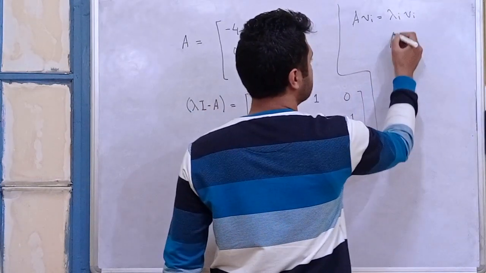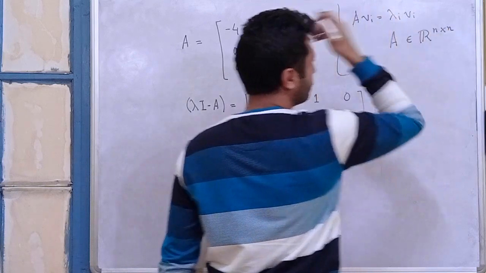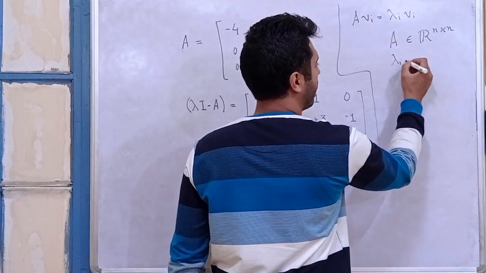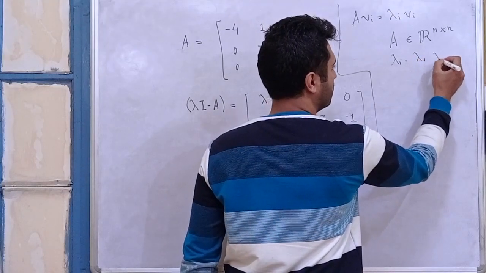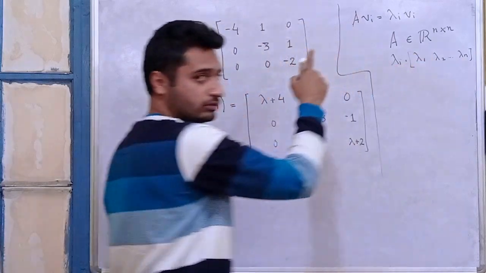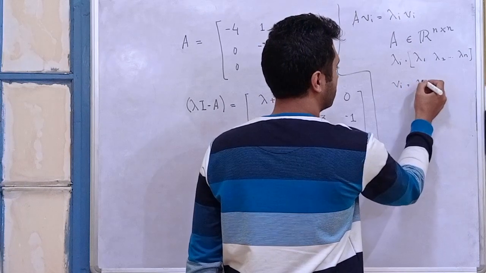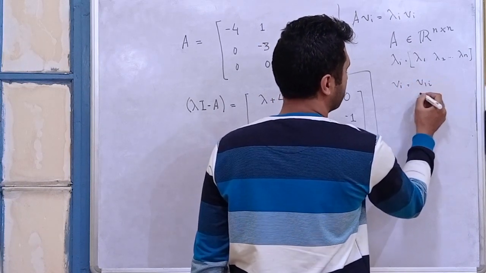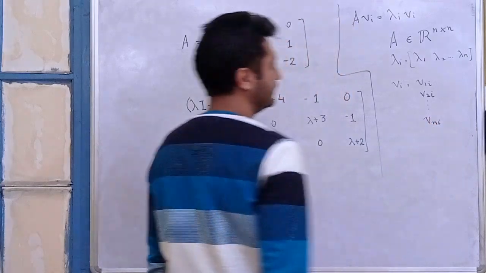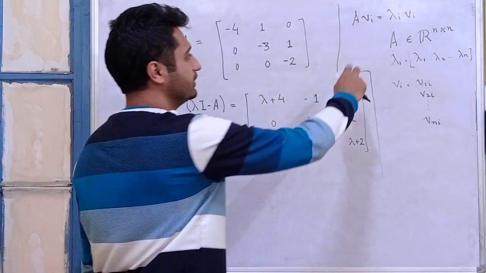So A can be any matrix of dimension, let's suppose n cross n, which is having lambda values, which are the eigenvalues of the system, lambda 1, lambda 2, up to lambda n. And the only unknown in this equation is the Vi, which are the eigenvectors. Let's suppose we have V1i, V2i, up to Vni. So you have to solve this matrix vector equation, and the solution will give you the eigenvectors.